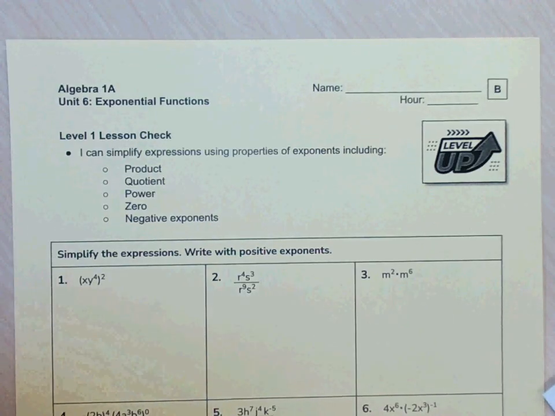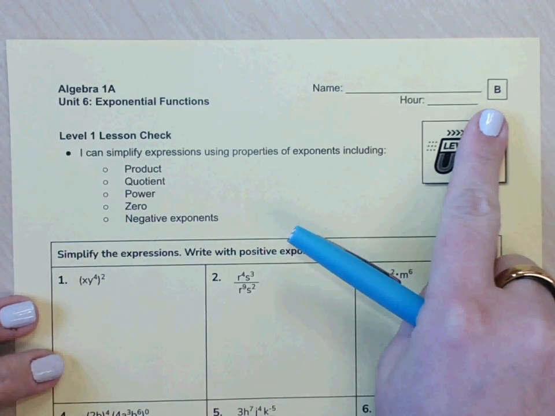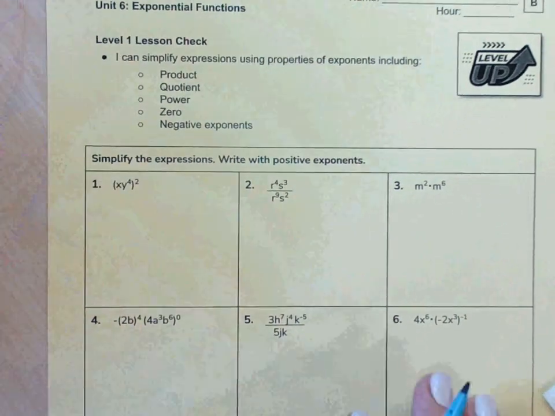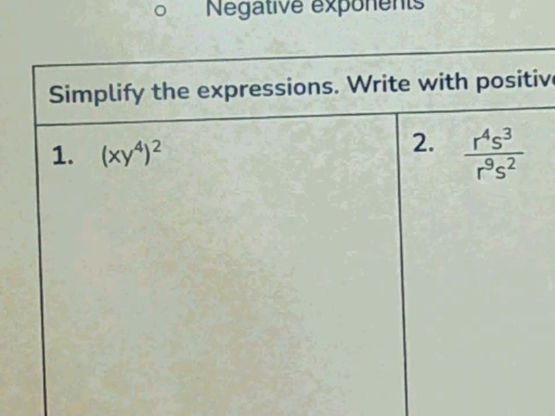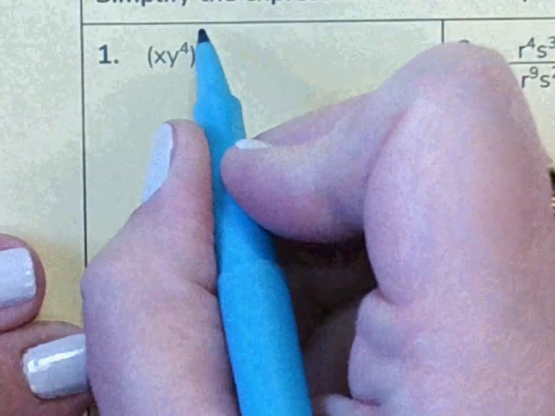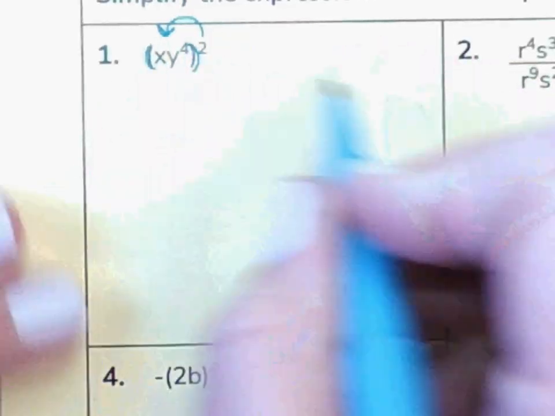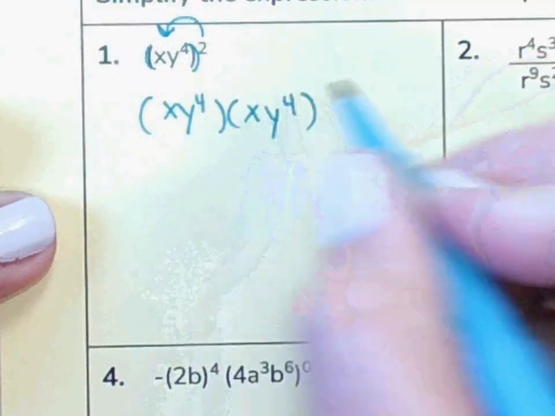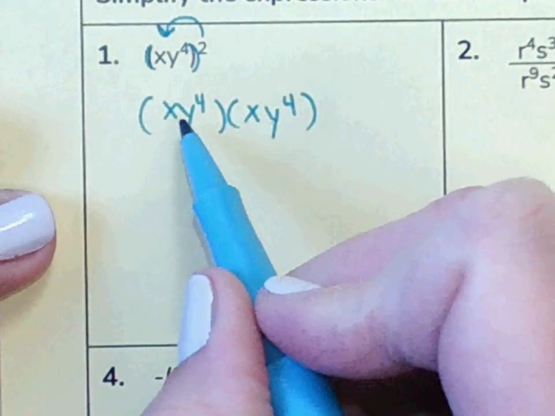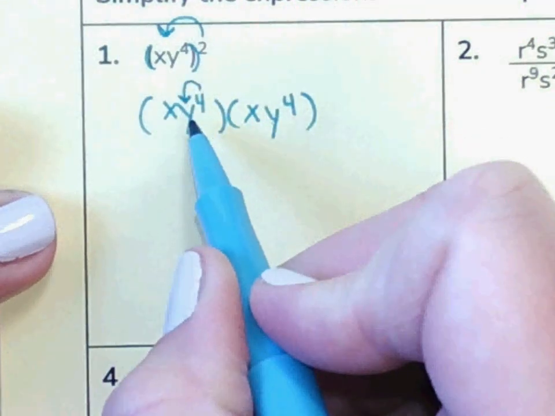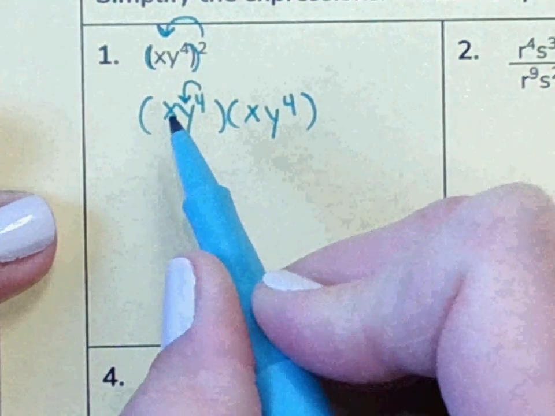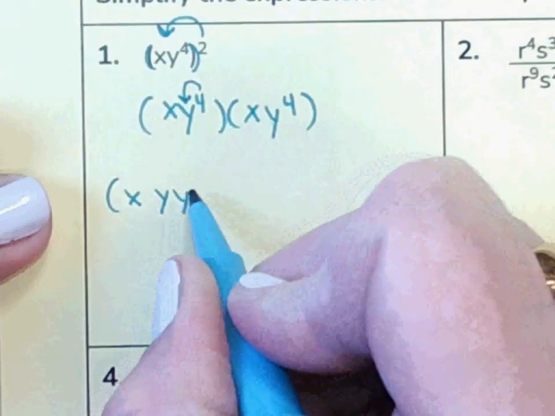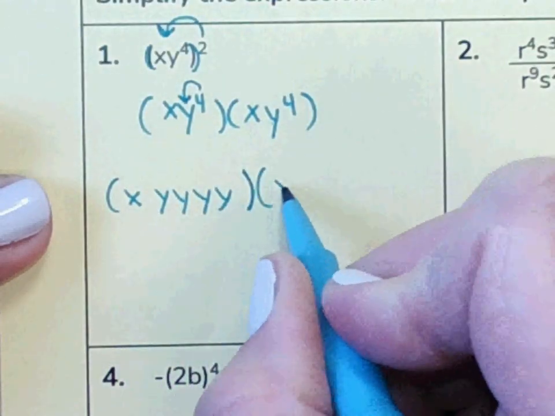These are corrections to version B of level 1, unit 6. Number 1. This 2 is on the entire parenthesis, which means this parenthesis has been repeated twice. Inside of the parenthesis, the 4 is on the y, not the x. This says x times y to the 4th power, so only the y gets repeated 4 times.